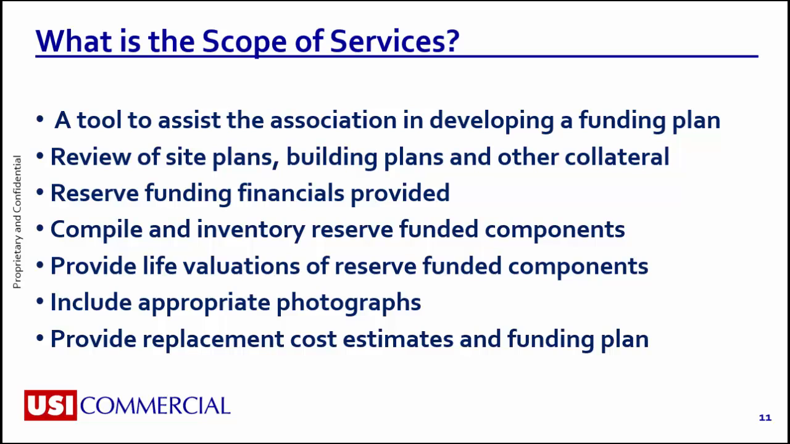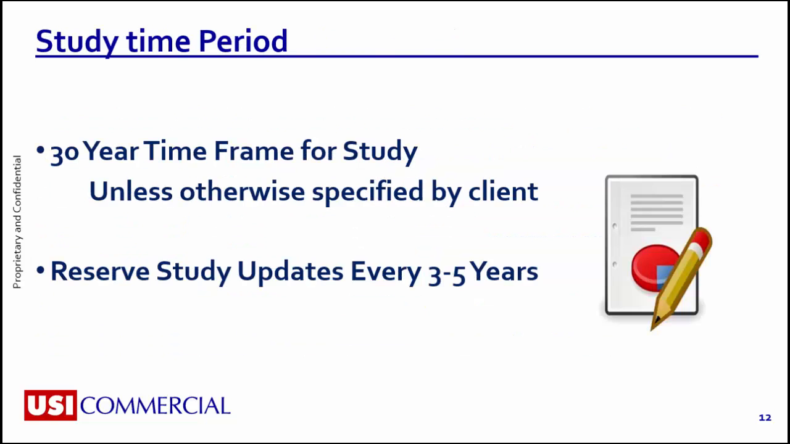Now, if available and applicable, we review and conduct the following. We look at site plans, building plans, and other collateral documents that you may provide us. We look at the reserve funding financials that were provided. We compile and inventory all of the common components and elements. We conduct an on-site visual survey of common components and elements. We provide an estimate of remaining useful life of common components and elements. We include photographs of various areas and systems on the property, and we provide replacement cost estimates and a funding plan. Unless otherwise requested, we'll assume a 30-year time frame for the study.